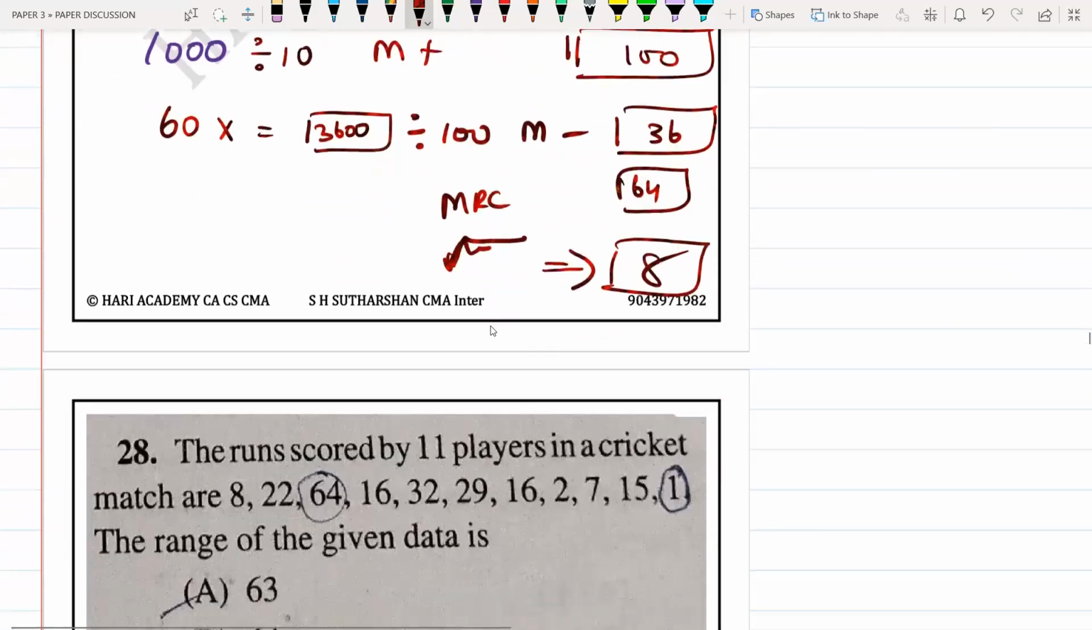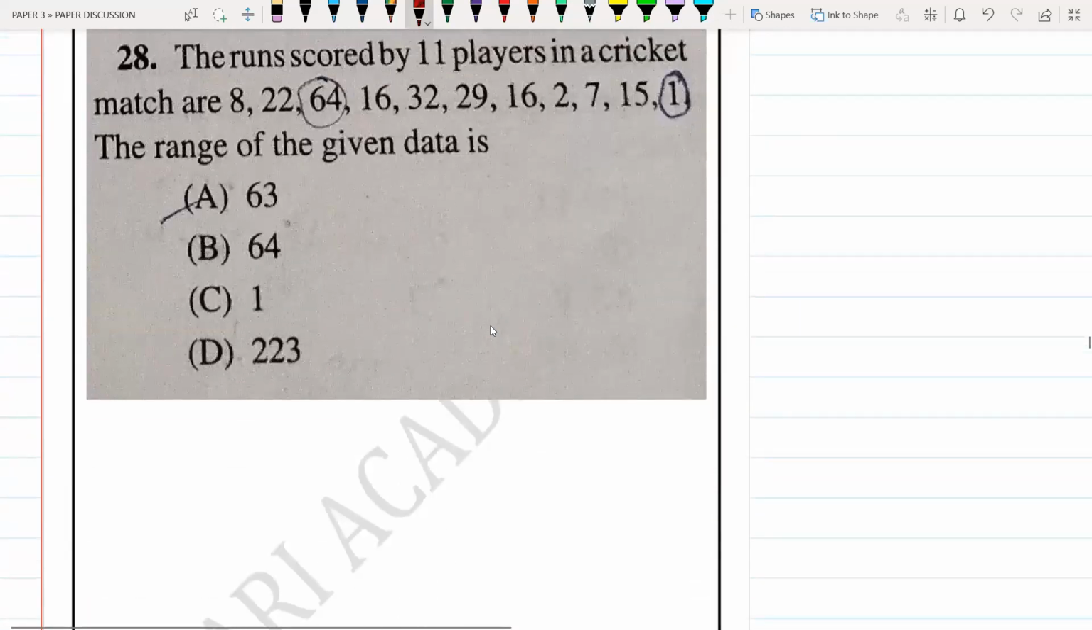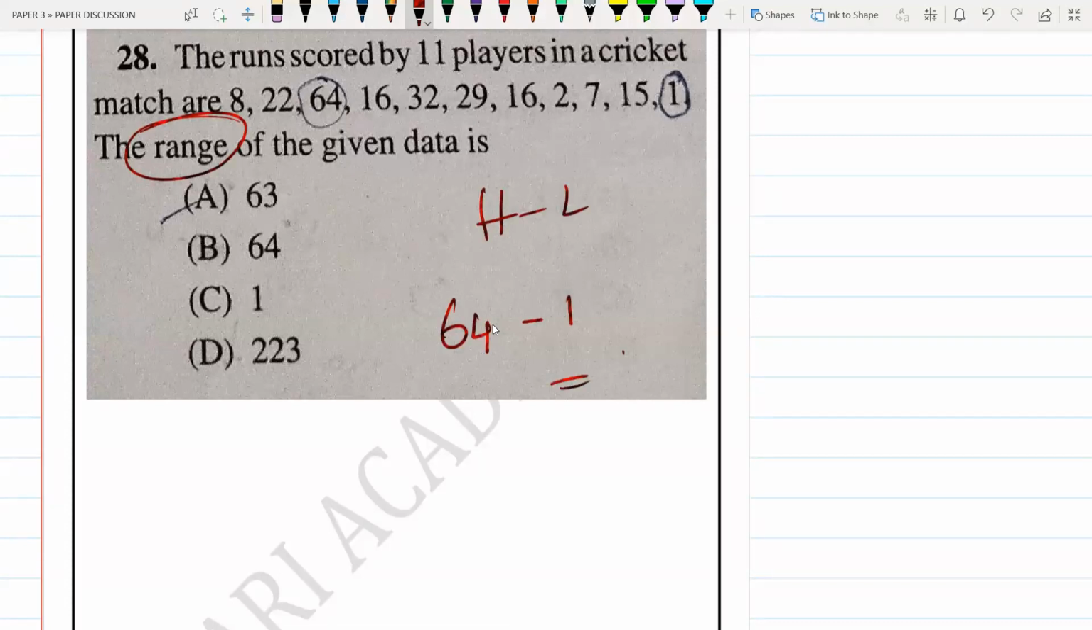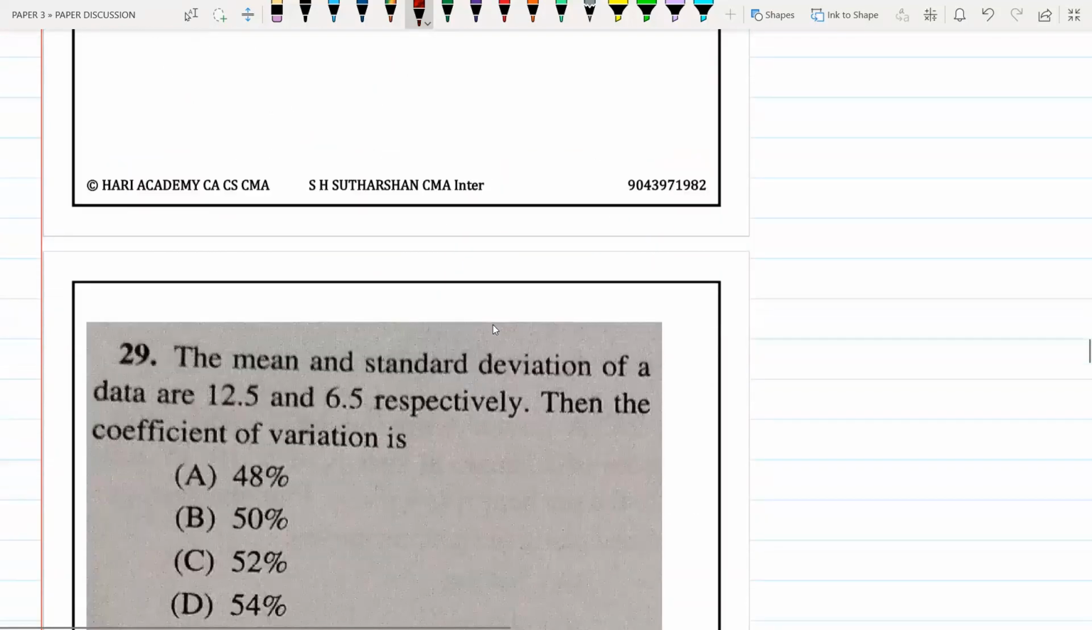Okay. Next, question 28. The runs scored by 11 players in a cricket match are 8, 22, 64, 16, 32, 29, 16, 2, 7, 15, and 1 respectively. What is the range? Range is nothing but highest minus lowest. What is the highest value? 64. What is my lowest value? 1. Now my range will become 63. 63 is my answer. Easy.